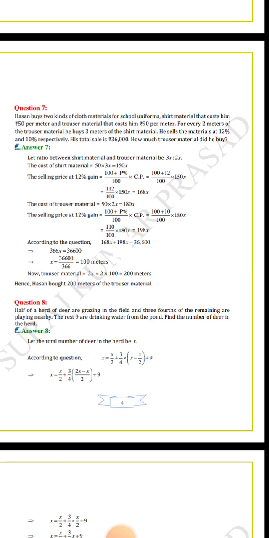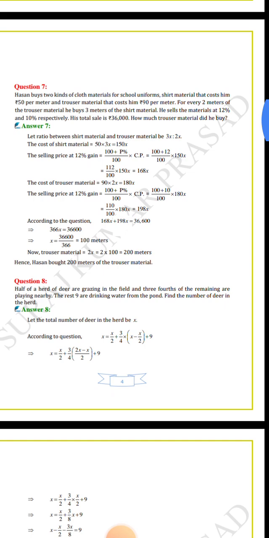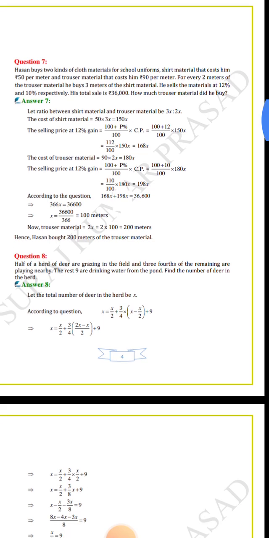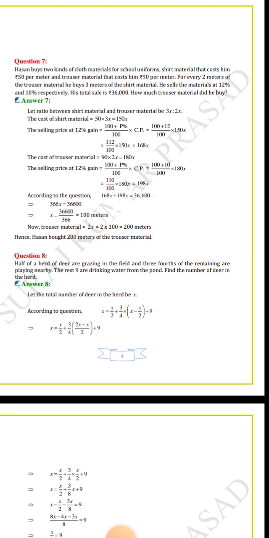Let's solve question number 8. Half of the herd of deer are grazing in the field and three-fourths of the remaining are playing nearby. The rest 9 are drinking water from the pond. Find the number of deer in the herd. Let the number of deer in the herd be x.